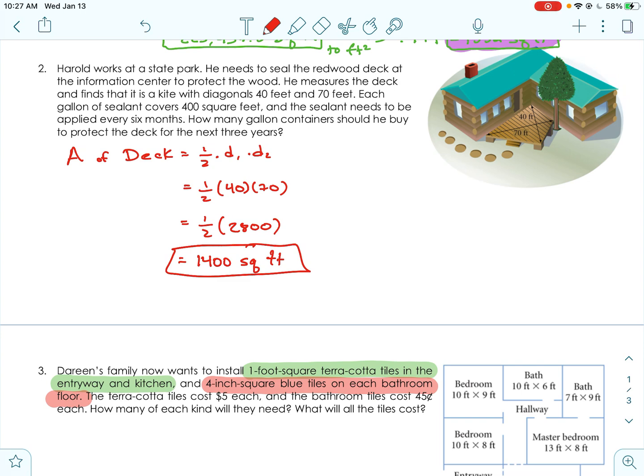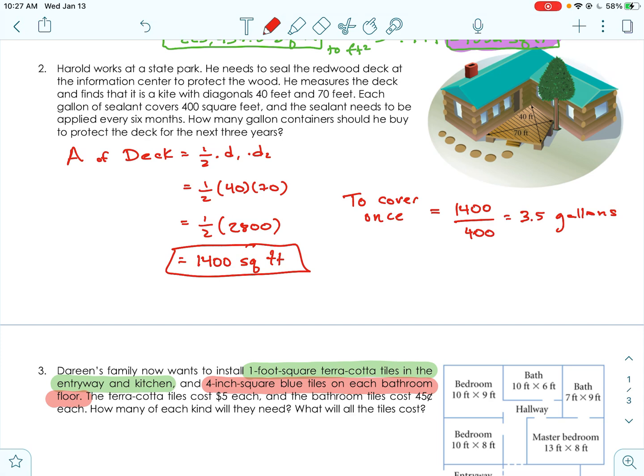So we know that each gallon of sealant covers 400 square feet. So to cover this deck one time, that'd be equal to 1,400 divided by 400, which gives us 3.5. So we know that to cover just this deck one time, we need 3.5 gallons.